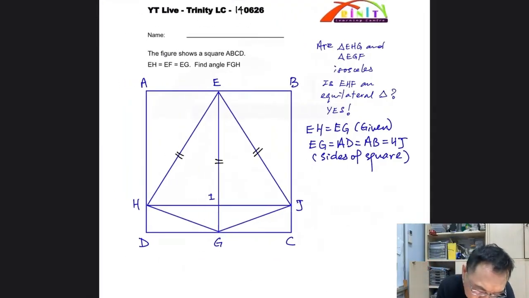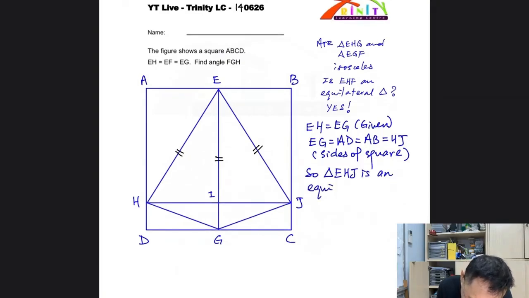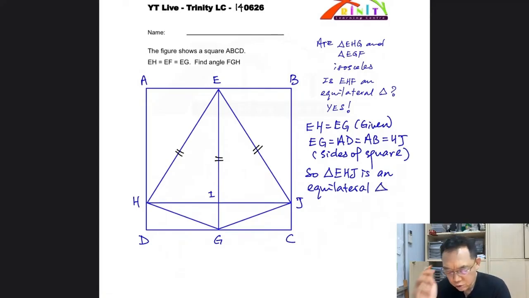Now that I know this, I can say, so triangle EHJ is an equilateral triangle. Okay, children, what do we know about the angles of equilateral triangles? Go. Very good, very good. Yes, exactly, they are the same. And the same means that they are how much? There's a specific number for equilateral. They are how much? Okay, well done.